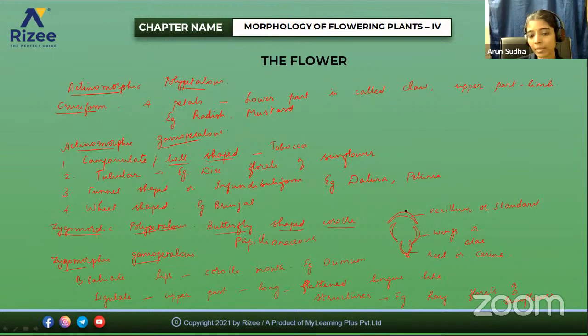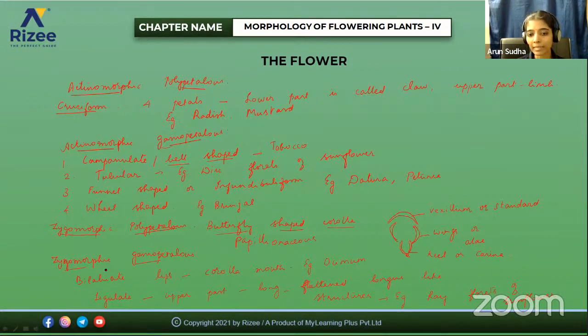So here, actually, these are all free petals. The outer petal encloses all the other petals, that is called the vexillum. That is, the posterior one is called the vexillum or standard, and it encloses the two lateral petals. They are called the wings or alae, which in turn enclose the other petals, that is the keel or carina. And these petals are united together, but all the others here are free petals.